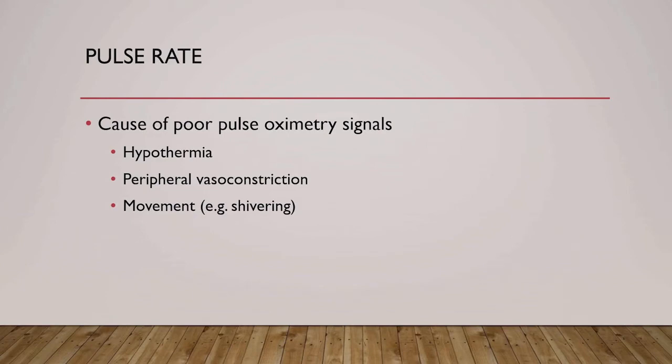So sometimes the signal can be very poor. So what are the possible causes? First of all, the perfusion is not good because the temperature is low, hypothermia, or there may be some peripheral vasoconstriction, or due to some movement artifacts, whether the patient is struggling or shivering.